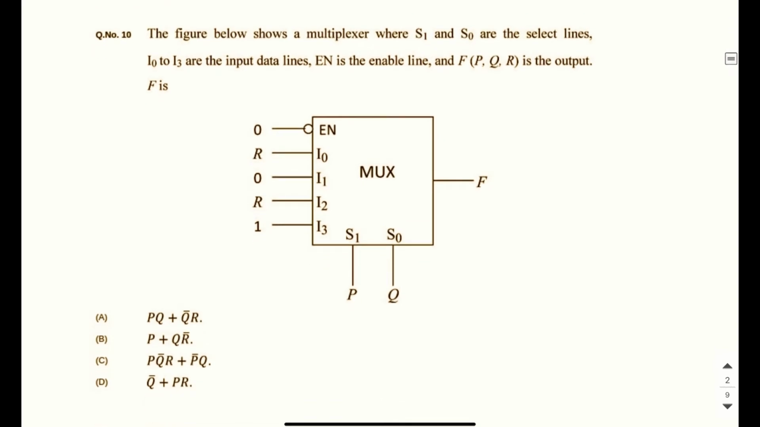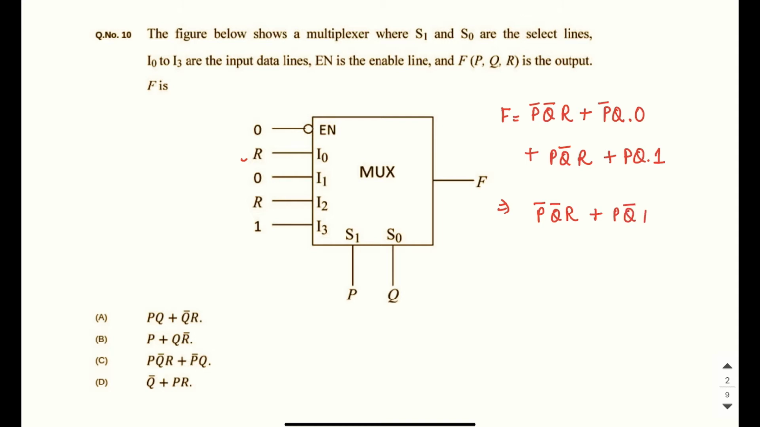In this question, you are given a multiplexer network and you are asked to find the output. This is as simple as that. We just need to write the expression. F is equal to P bar Q bar dot I naught, which is equal to R, so you have R over here, plus P bar Q dot 0, plus P Q bar dot R, plus PQ dot 1. Now this gives you P bar Q bar R. The second term reduces to 0.